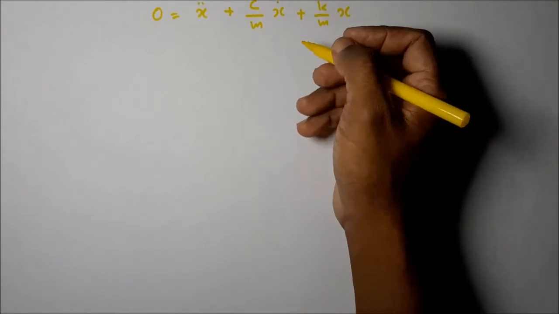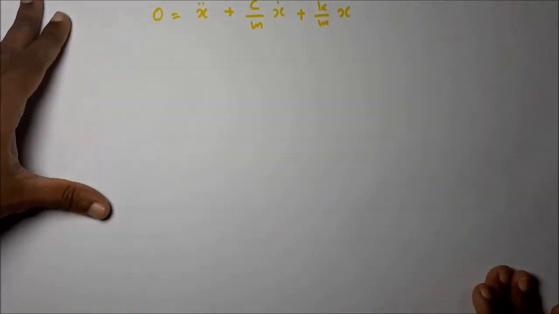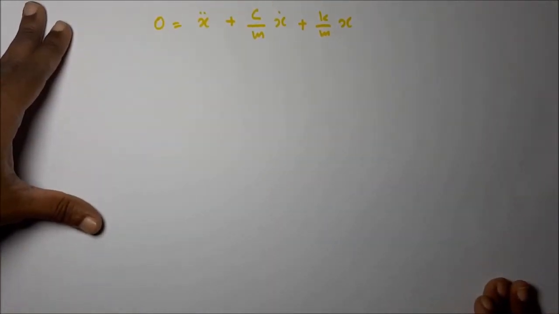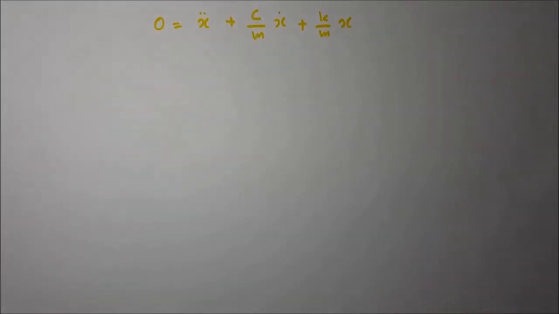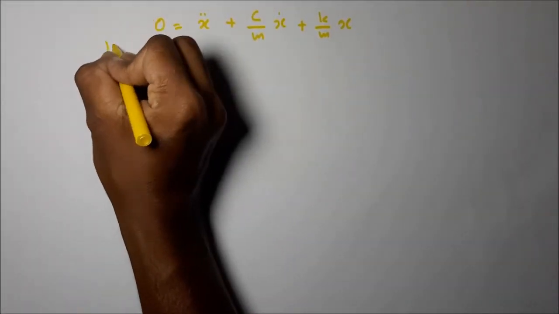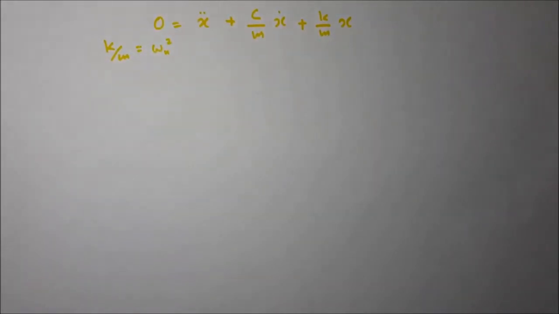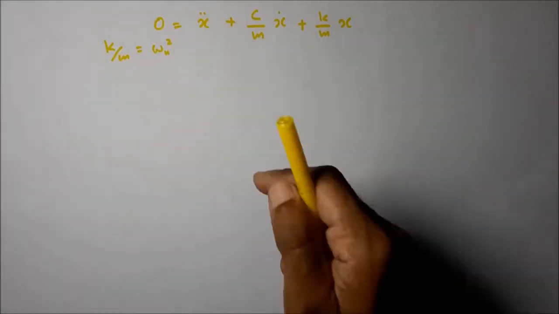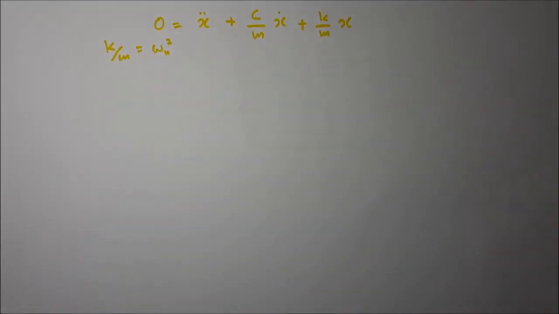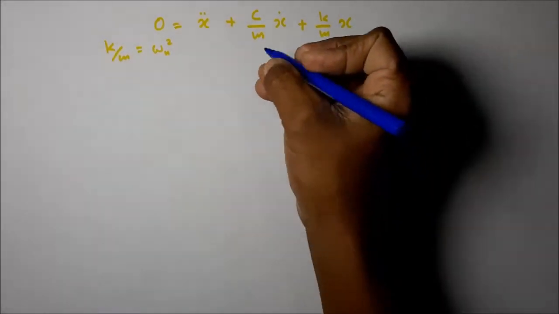In here, for the k divided by m, we can put omega n square. That means in the free vibration without damping situation, the system natural frequency is called omega n. Then I am going to introduce another important parameter called theta.